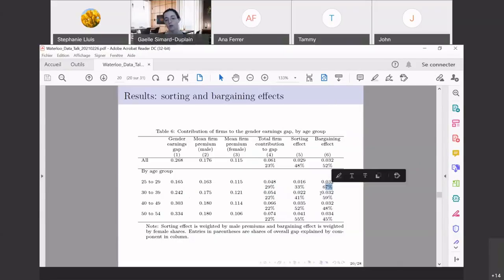So what we see is that sorting is going to increase over the life cycle. And this is in line with what's been found elsewhere. So again, one more piece of evidence telling us that our use of earnings still yields results that we can trust. Sorting goes from explaining 33% of the firms' contribution to the gap to over half for the older age groups.